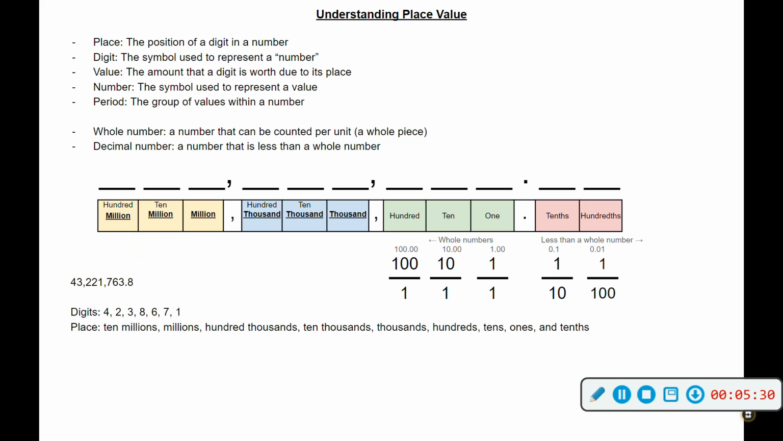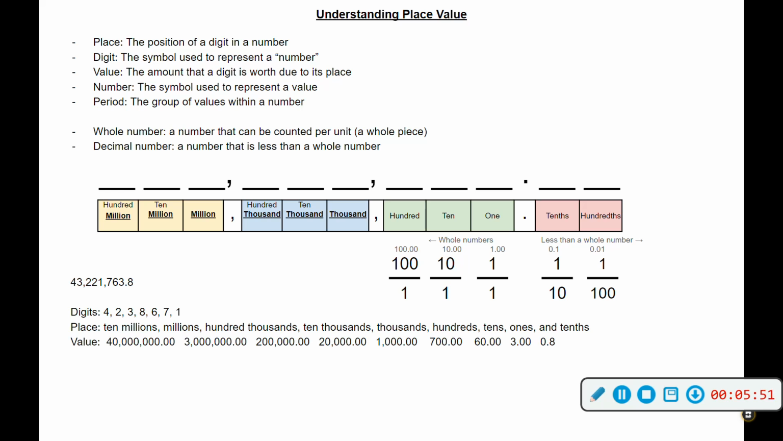If I look at the place that they're in, I see that I do have a 10 millions place. I have a millions place. I have a 100,000s place. I have a 10,000s place, a 1,000s place, a hundreds, tens, ones, and tenths place.